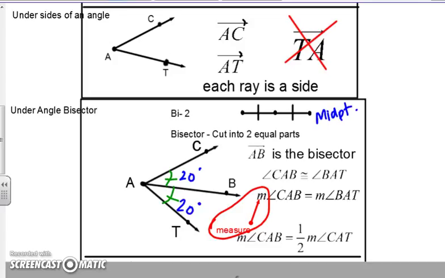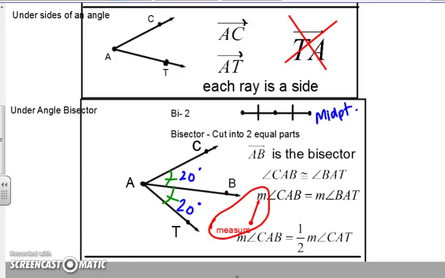What that means is if they give me that AB is the bisector, that means that angle CAB is going to be congruent to angle BAT. And I'm going to take us back to the first week of school when we talked about the difference between congruent and equal. Remember, congruent is talking about shapes. So here it's saying that angle CAB is congruent to angle BAT.